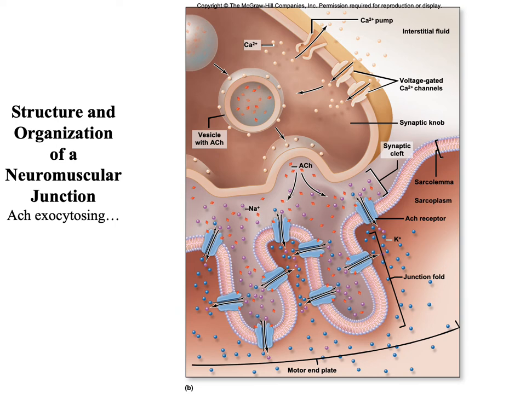Remember, sodium is high on the outside of a cell, low on the inside. So when that channel opens up, sodium is going to diffuse into that muscle cell. Yes, potassium is going to leave slowly, but this is the biggie. When the sodium, these little purple dudes, come in here, they're positively charged. So that negative 70 is going to become less negative because sodium is positively charged.